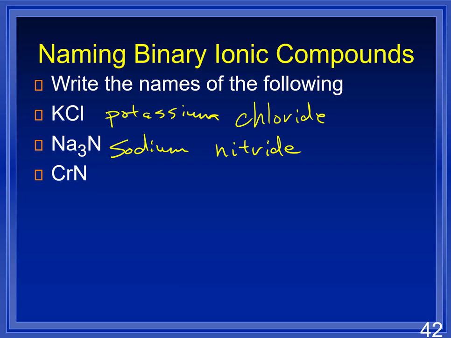What about CrN? Well, Cr is chromium. So I know my first word's got to be chromium. I don't change the metal. Does chromium need Roman numerals? Yes, so I got to figure out what they are. N is nitrogen, so it's still going to be nitride.